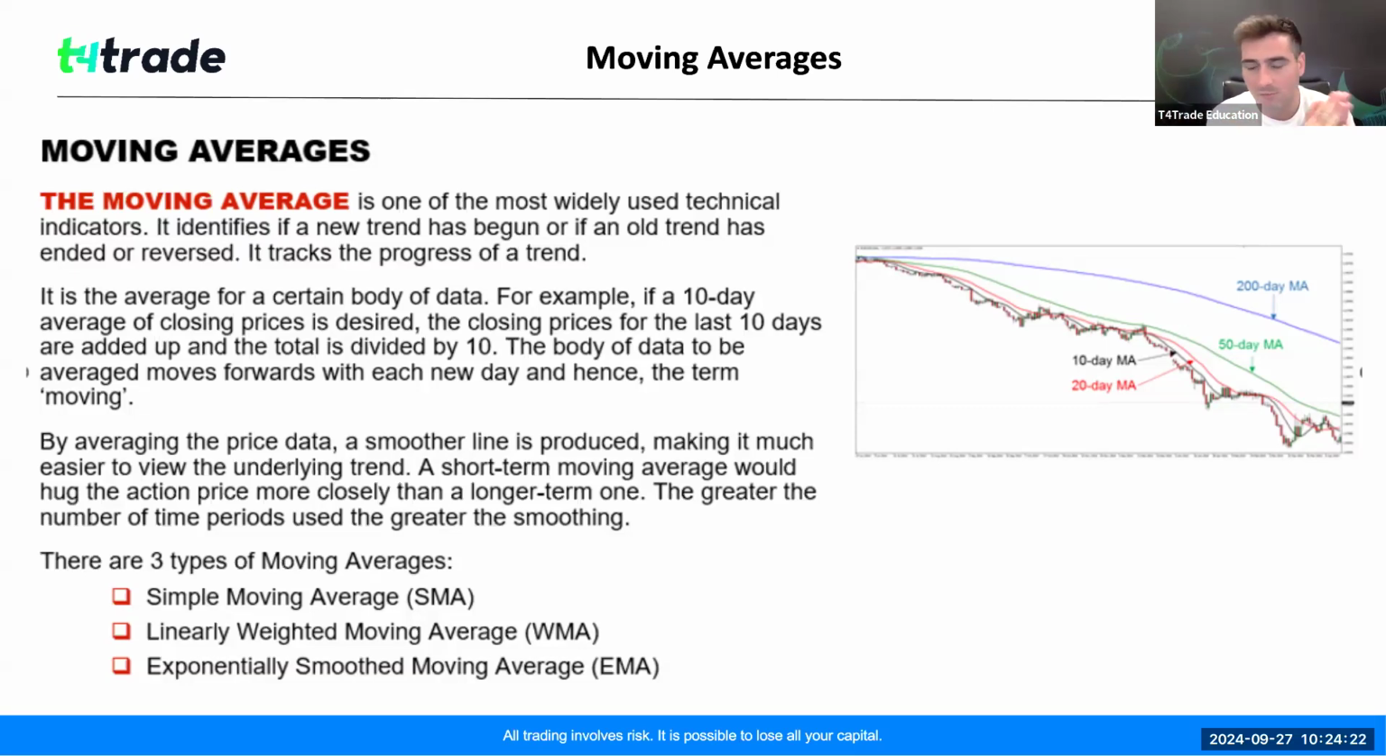Okay, so moving averages is one of the most widely used technical indicators. It identifies if a new trend has begun. Notice the past tense here, has begun, or if an old trend has ended or reversed. Okay, we're not talking about the future. It is not saying if a new trend will begin or an old trend will start. That's my bad. So it's not telling you anything about the future. It's telling you about what has already happened in the recent past.